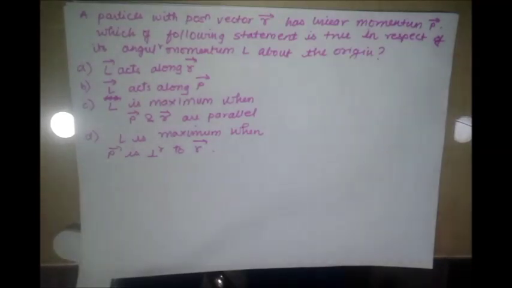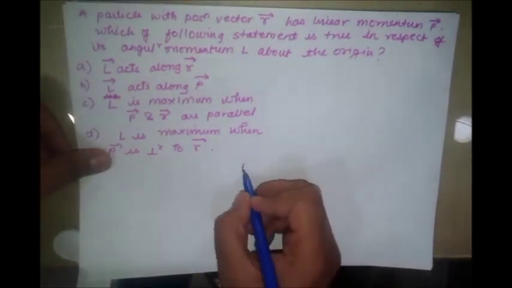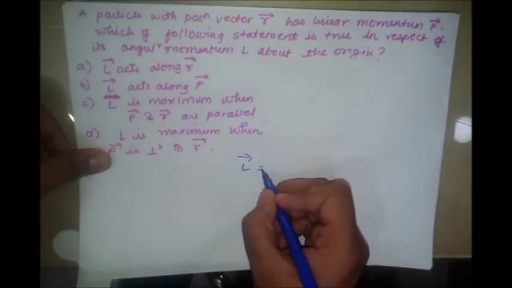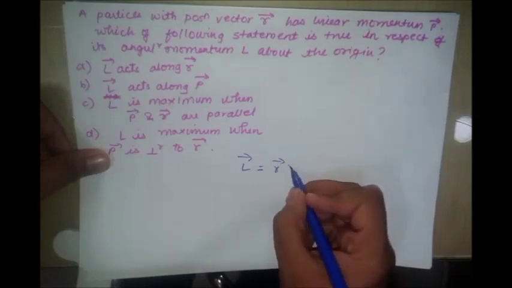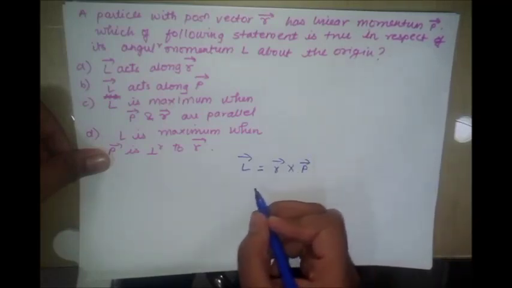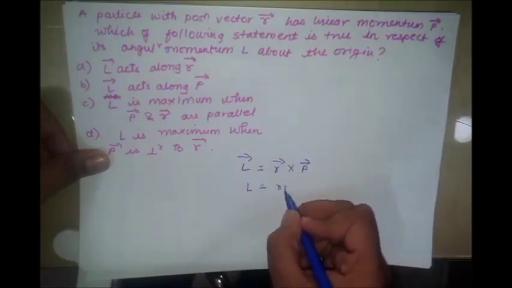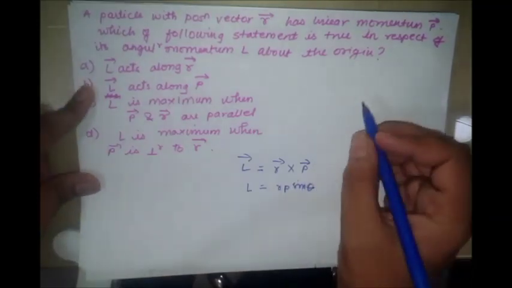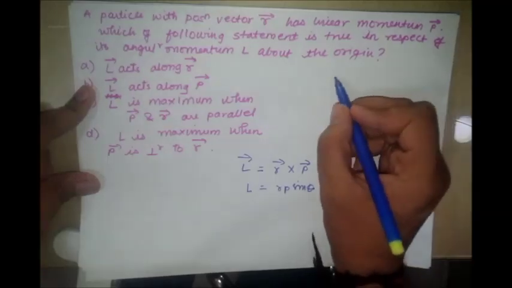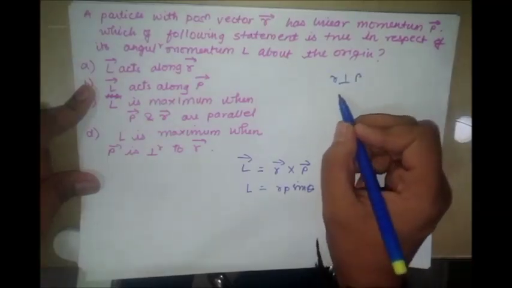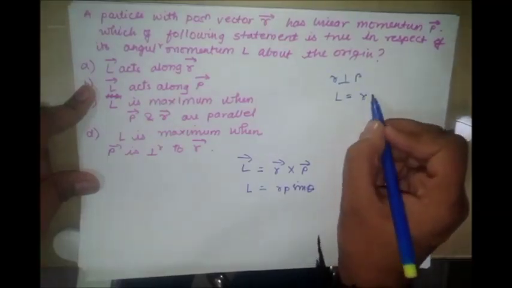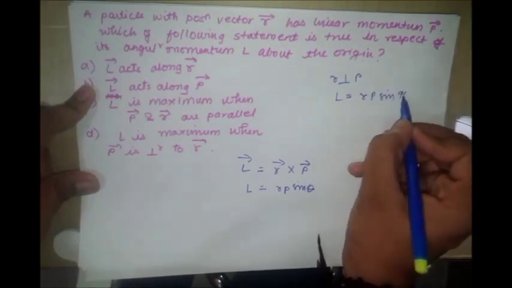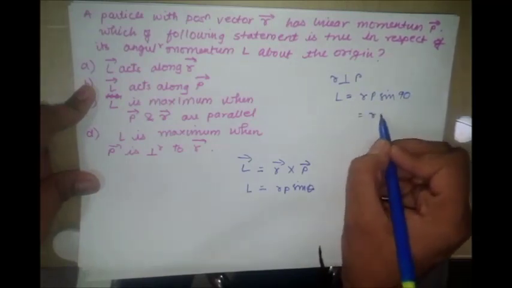Now to solve this question, we know that angular momentum L bar is equal to R cross P. So L is equal to RP sine theta. So we know theta is equal to 90 degrees. If theta is equal to 90 degrees, R is perpendicular to P. So L is equal to RP sine 90, which is equal to RP.